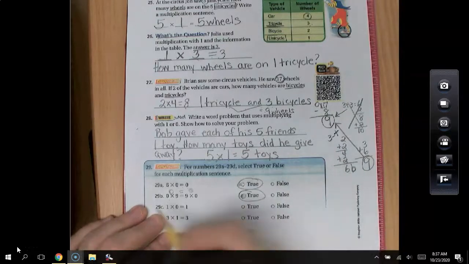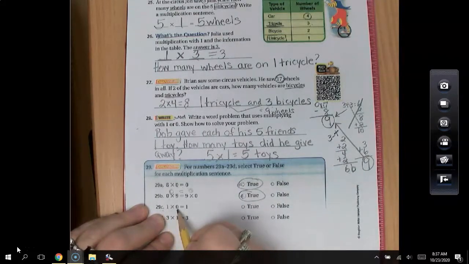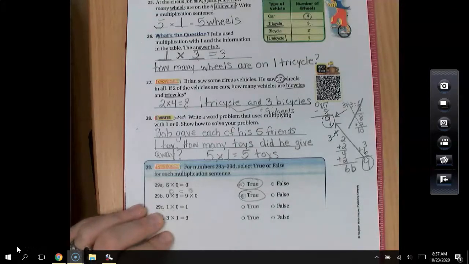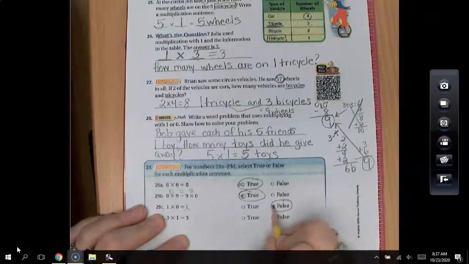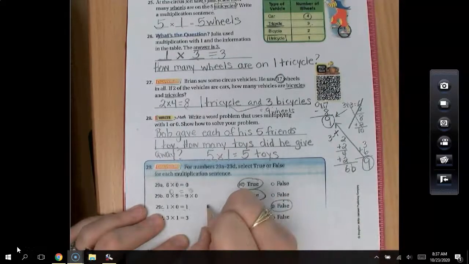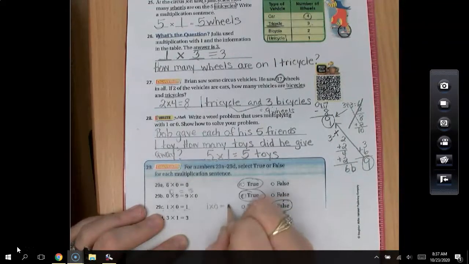That's the commutative property of multiplication. Let's go on to 29c. 1 times 0 equals 1. Uh-oh. 1 times 0 equals 1. What do you think, boys and girls? Remember from the identity property that 1 always loses, unless it's multiplied by itself. And 0 always wins. Did 0 win? Nope, it didn't. That is not true. So that, boys and girls, is false. Because 1 times 0 is 0.